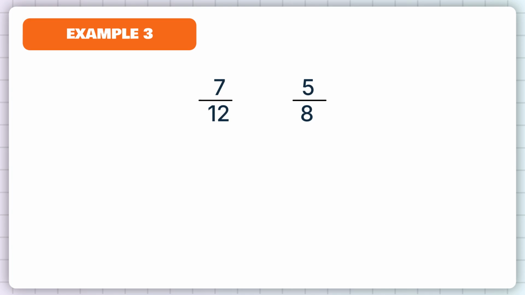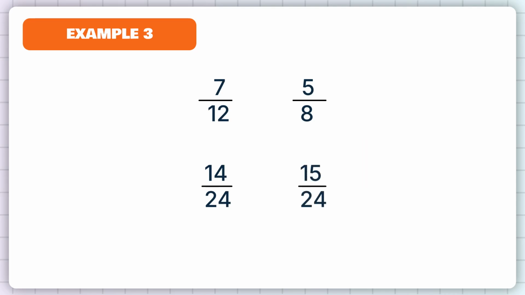First, find a common denominator. The denominators are 12 and 8. The lowest common multiple of 12 and 8 is 24. Next, convert the fractions. For 7/12, multiply both the numerator and denominator by 2 to get 14 over 24. For 5/8, multiply both the numerator and denominator by 3 to get 15 over 24.